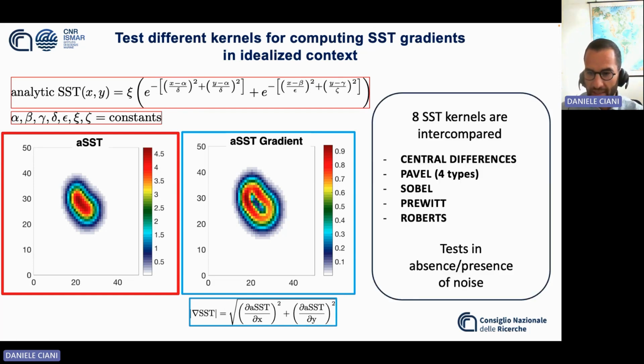So the idea is to then intercompare the SST gradient intensity estimated with different types of estimators, going from the central differences up to more advanced numerical schemes, which are given by kernels with a large number of points that are accounted for in order to compute gradients in a specific location, here indicated with payload kernels, and to intercompare the estimates of this gradient intensity in absence and in presence of noise.